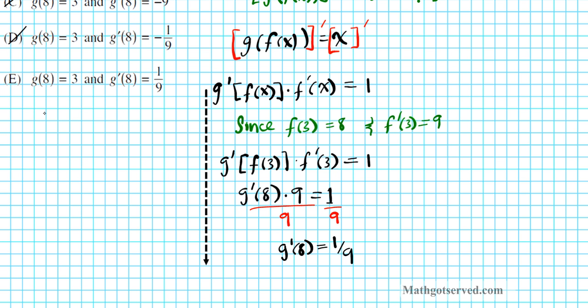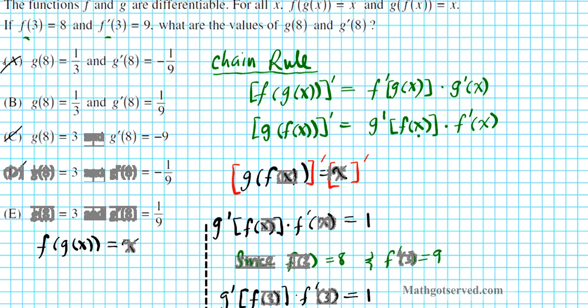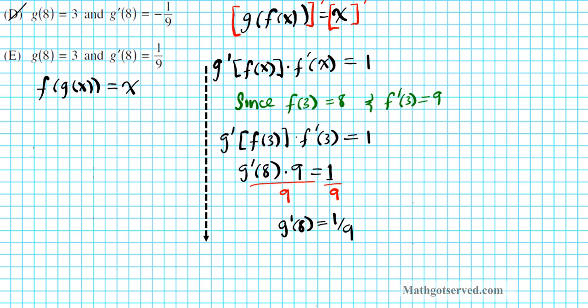So we know that f of g of x is what? F of g of x is equal to x. Okay, we were given that information in the problem also, over here. So we're going to differentiate both sides again using the chain rule. So we'll find the derivative of the left side and the derivative of the right side. When we differentiate the left side using the chain rule, we're going to have f prime of g of x times g prime of x. Okay? And then the derivative of x is just 1.